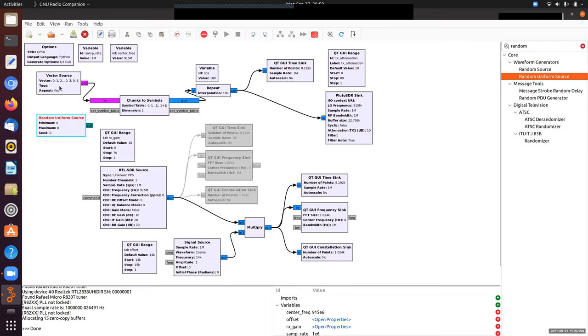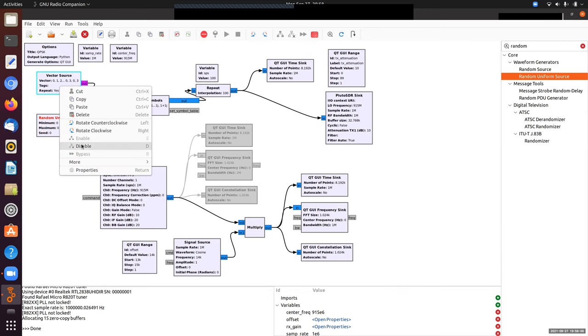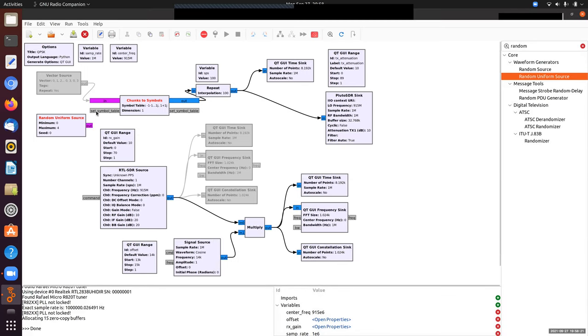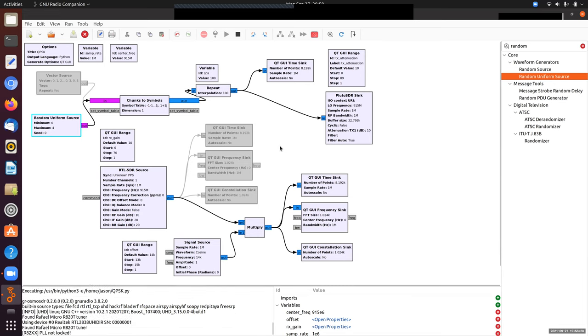So instead of sending this pattern, let me disable this block and send a pattern of bytes. And this is a Python convention: the minimum is the actual minimum and the maximum is one beyond the maximum. So if I want 0, 1, 2, and 3, I want to go from 0 up to, but not including, 4. And if I send a bunch of random bytes, the spectrum is a little bit smoother, but it's still quite wide.